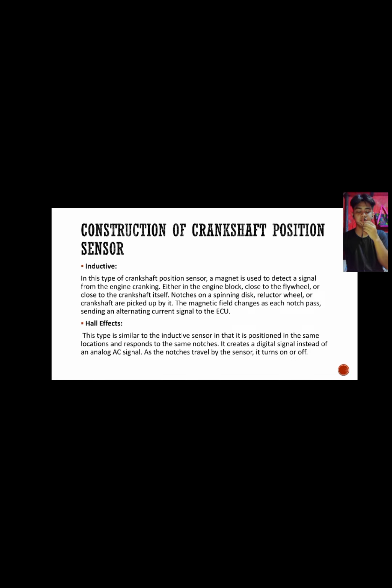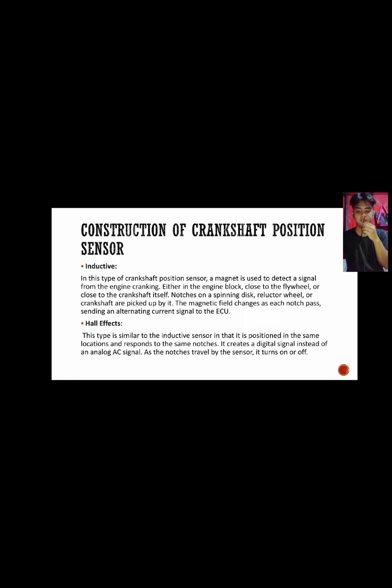Next is the construction of the crankshaft position sensor. Same as the camshaft sensor, it also has three types: the inductive, Hall effect, and the AC output. Inductive. In this type of crankshaft position sensor, a magnet is used to detect a signal from the engine cranking, located either in the engine block, close to the flywheel, or close to the crankshaft itself. Notches on the spinning disc, reluctor wheel, or crankshaft are picked up by it. The magnetic field changes as each notch passes, sending an alternating current signal to the ECU.